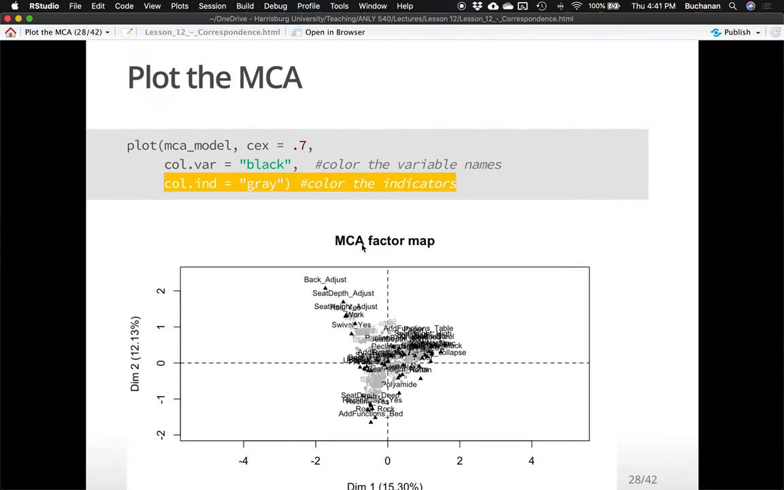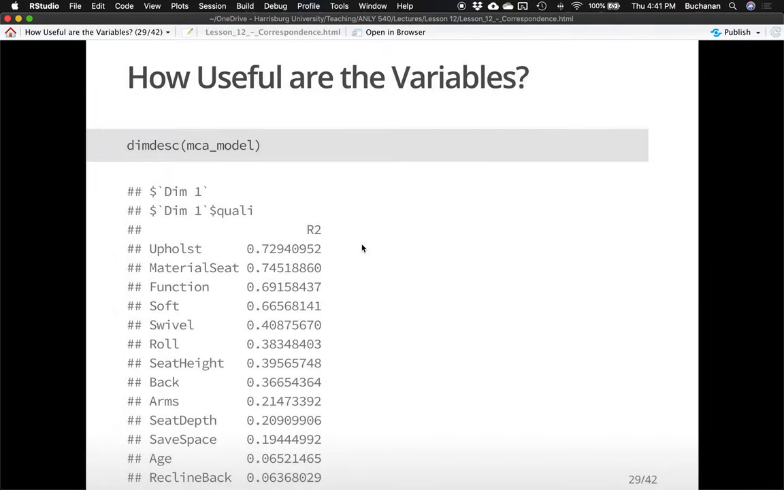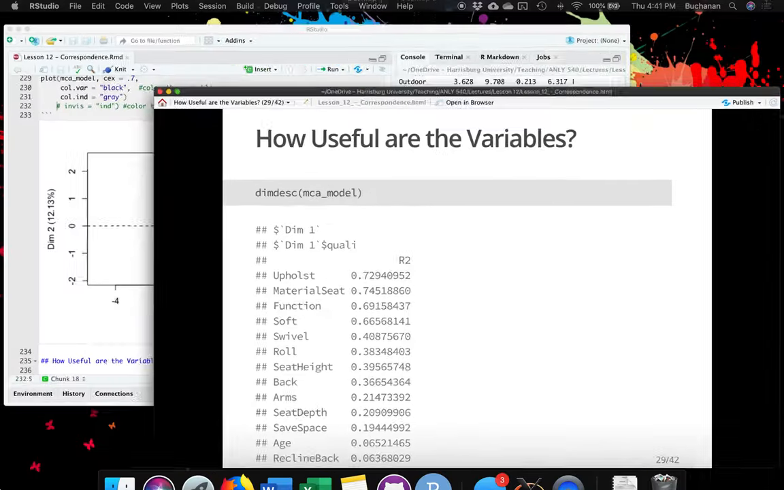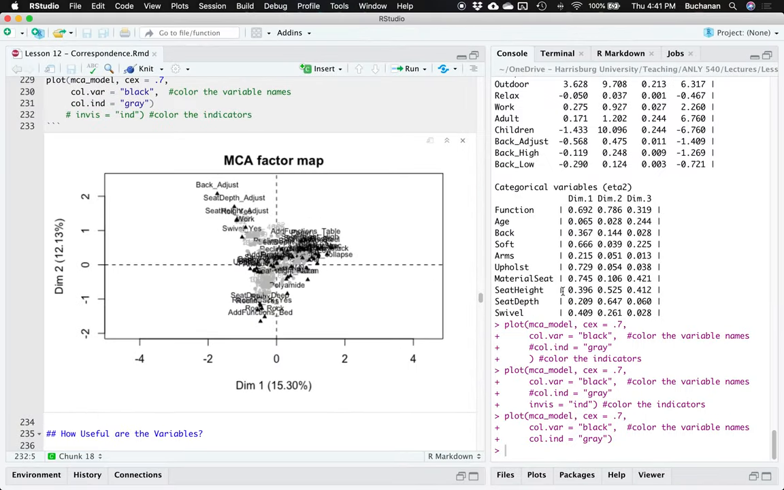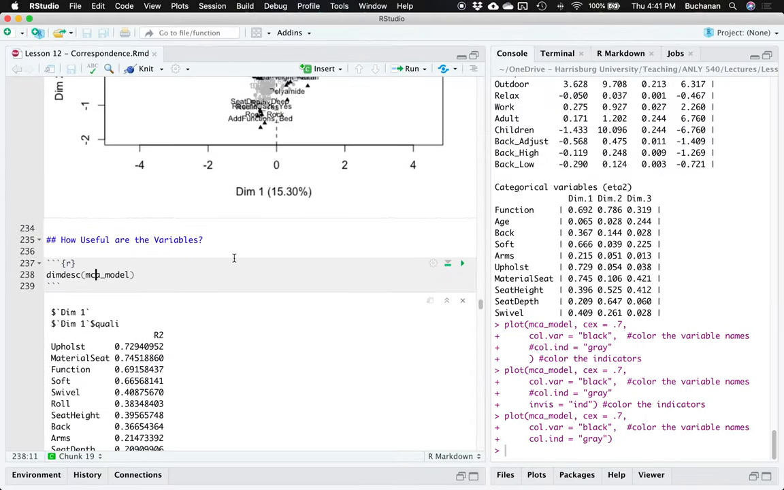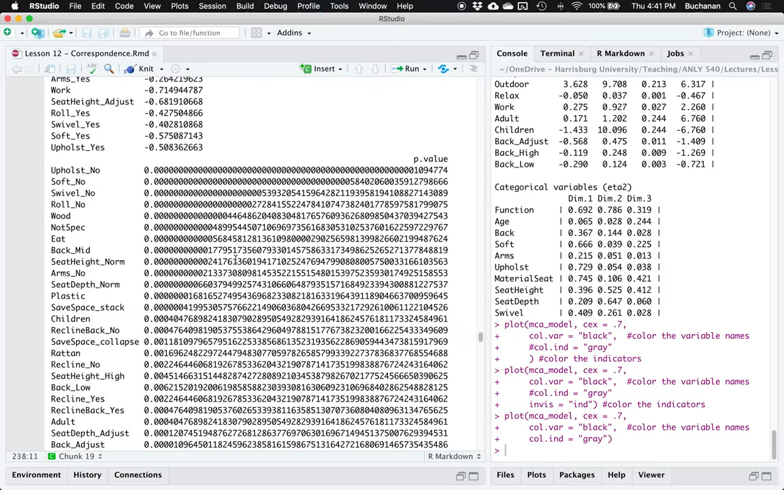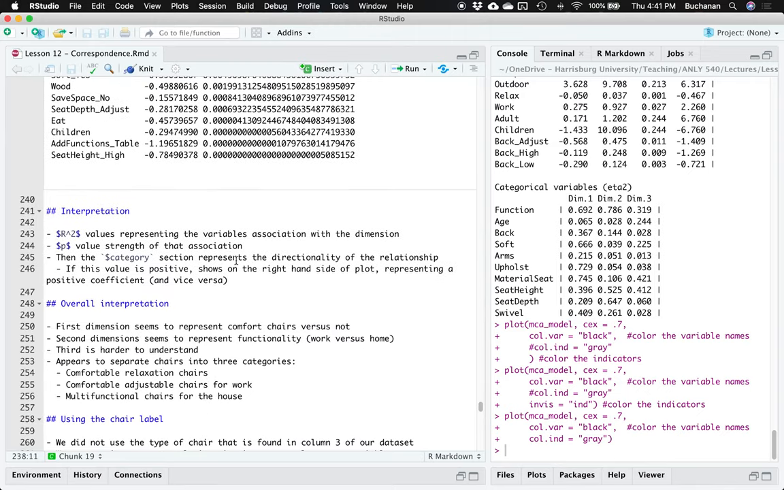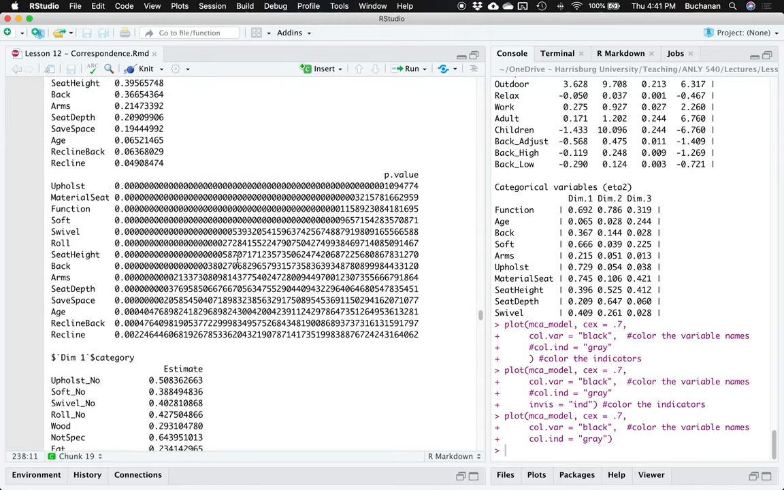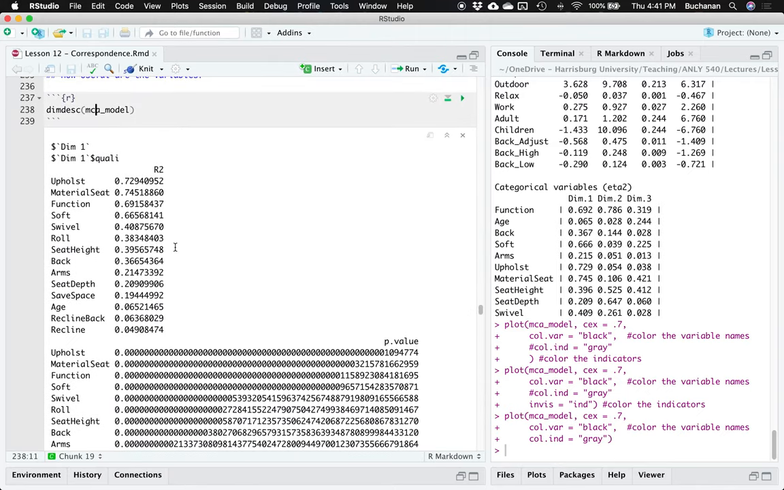Since this can be so hard to read, what we actually might want to do instead is just look at the dimensions. Now this does not print on a slide at all, really. So let's come back over here and look at that output, because it goes on for quite some time. So what I would do for each dimension is you could look at several things.